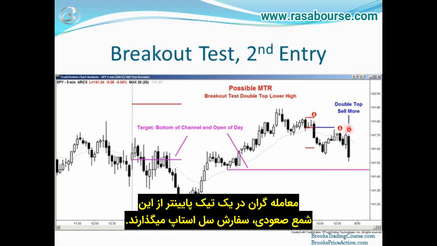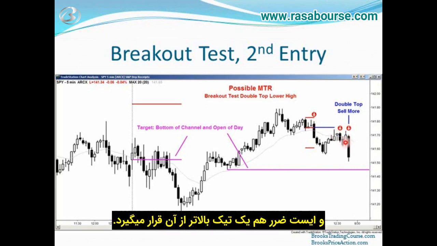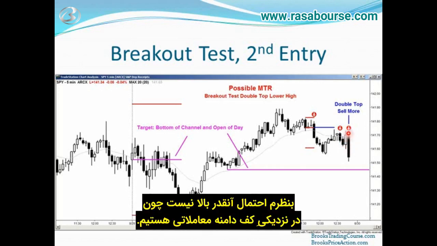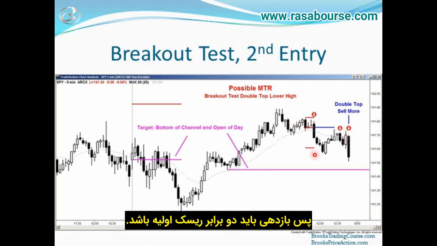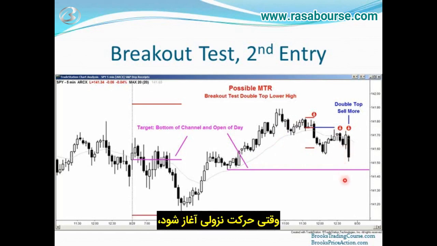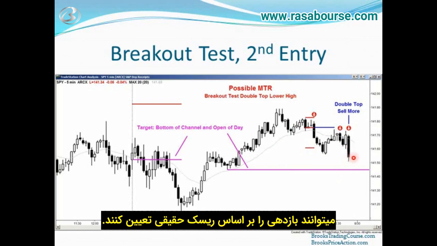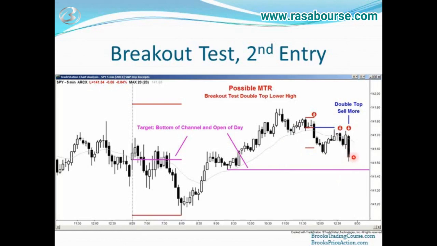So traders would place sell stops one tick below the low of this bull bar with protective stops one tick above. Probability, I think, is not all that high because we're near the bottom of a potential trading range. So traders probably should initially plan to go for a reward 2 times their risk. Once the move starts down, they can adjust their target based upon actual risk instead of initial risk.